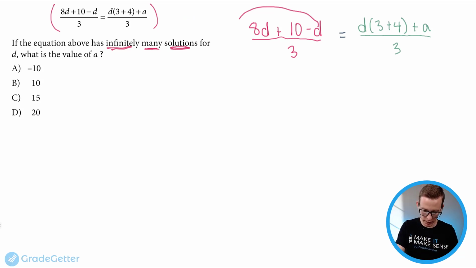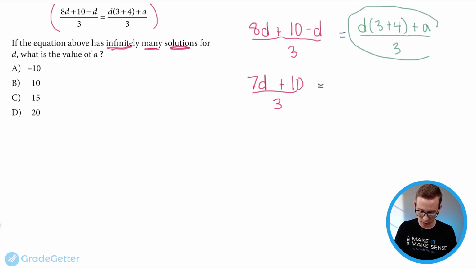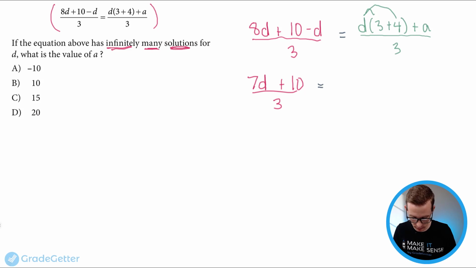So first, let's simplify the left side of this equation, if possible. The first thing I notice we could do is combine like terms. I've got a D and a D here. So 8D minus D is going to be 7D, and I still have my plus 10 over 3. And that's still going to equal the right-hand side of the equation. I don't think there's anything else I can simplify here, so next I'm going to work on simplifying the right-hand side of the equation. And I think I'm going to distribute this D in here.